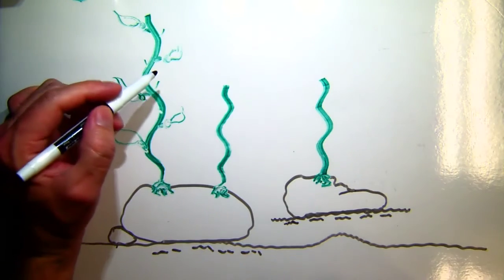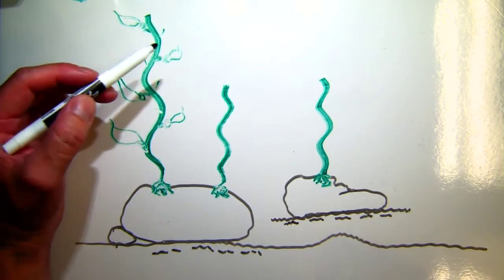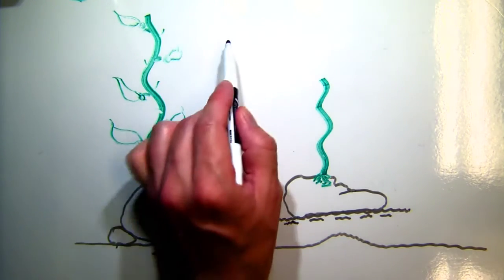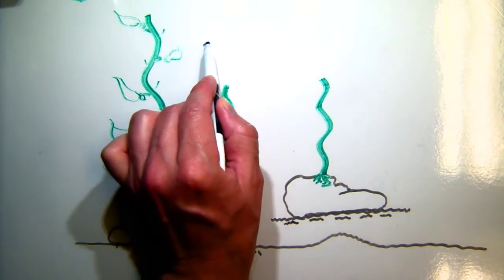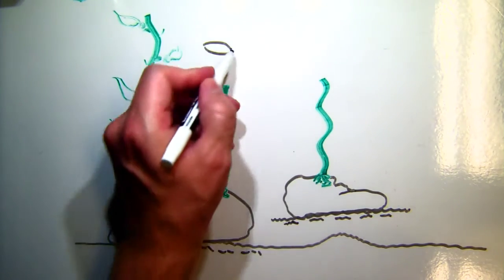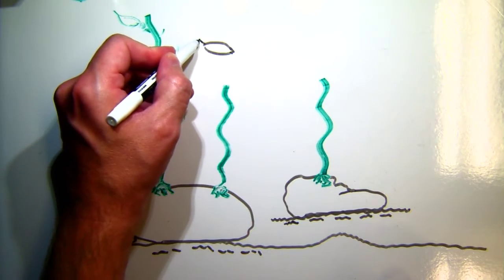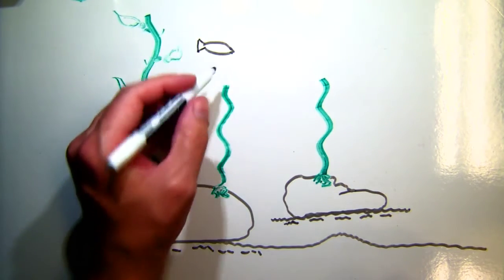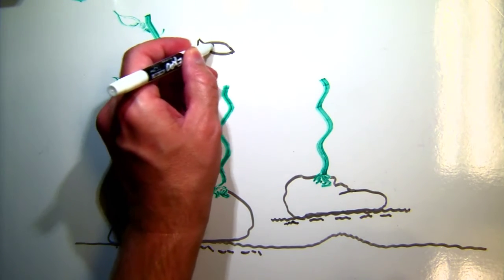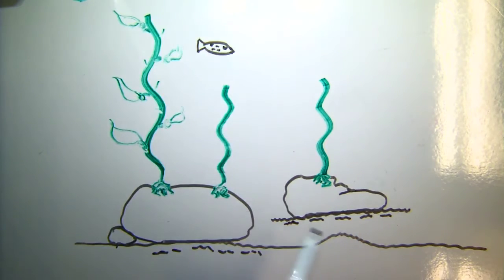So kelp bass have a very fish-like shape. And the easy way to draw fish is to start with an oval. A lot of fish have this oval shape, almost like a smushed lemon. Okay, so here's a fish. Now, kelp bass also have a big triangle tail. And they have some spots on their body. There's a little eye. So that's a kelp bass.